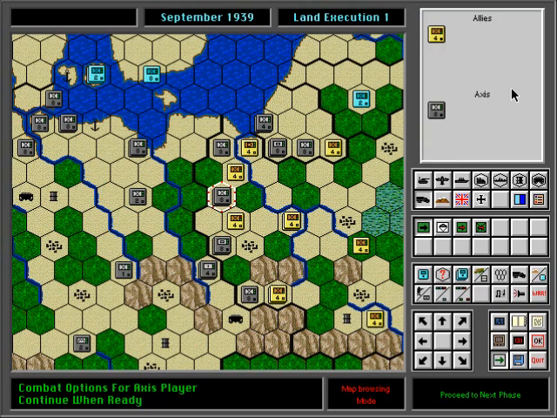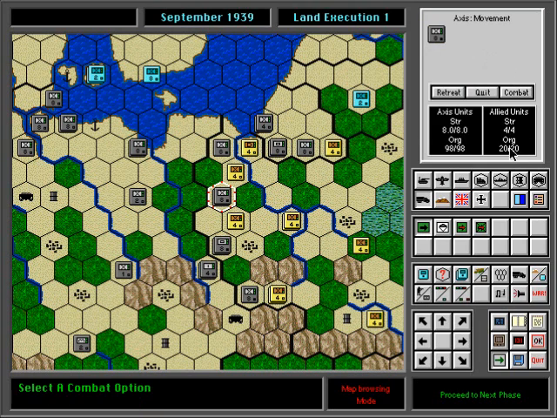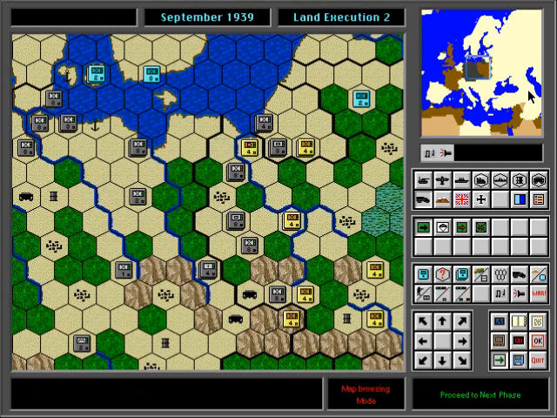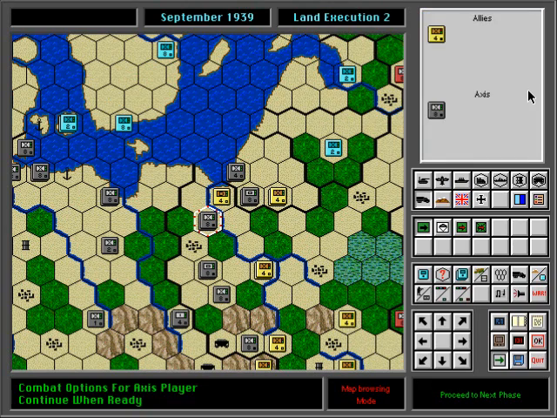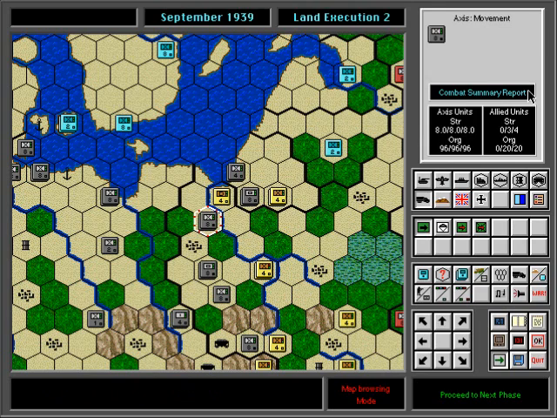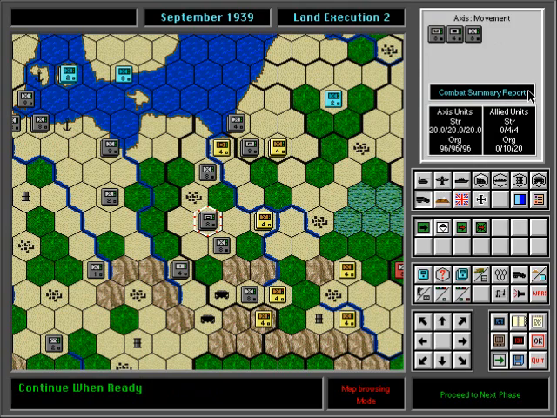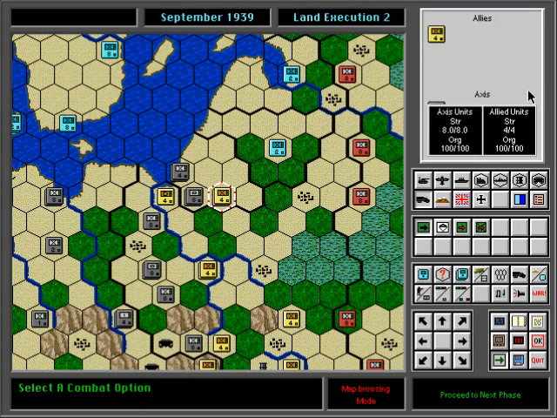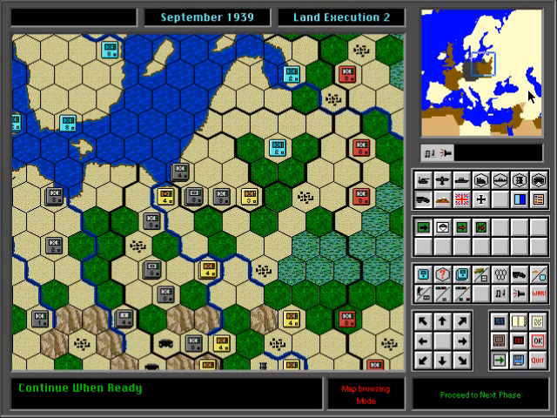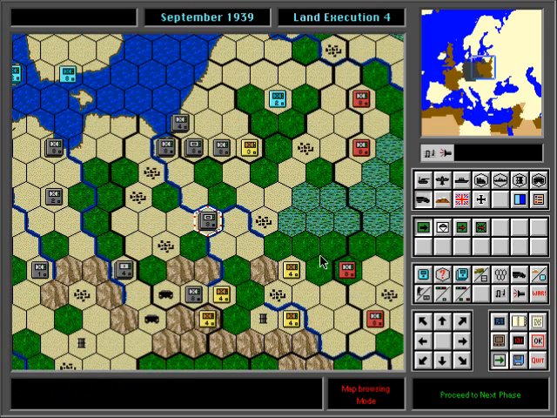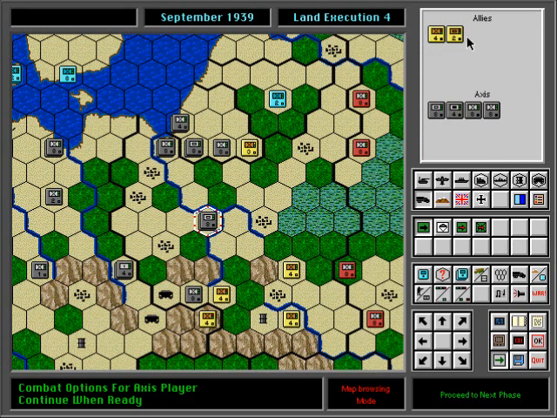And you can see we're capturing Polish cities. Now we're engaging in combat. You can tell they only have 20 organization left, and they get eliminated as they try to retreat. As you can tell, they're doing absolutely 0 damage because their organization is already so low. You can tell here we've captured Danzig, which again was a nominal reason for the war. And finally, the final battle in Warsaw.